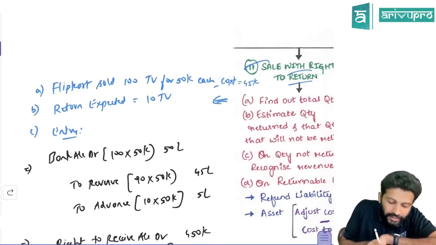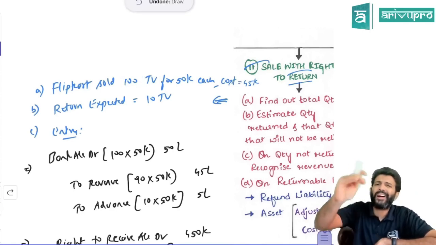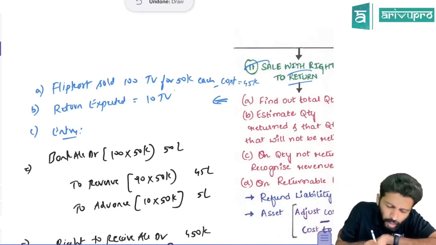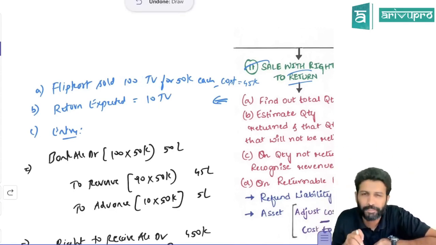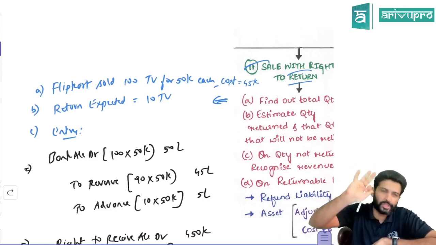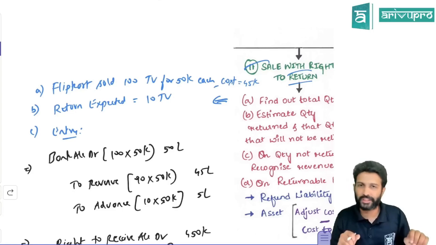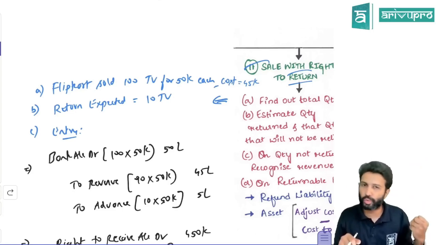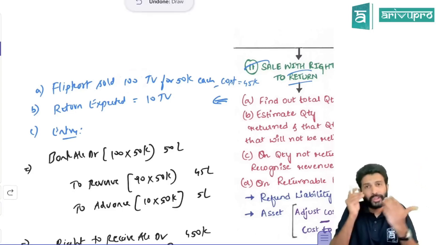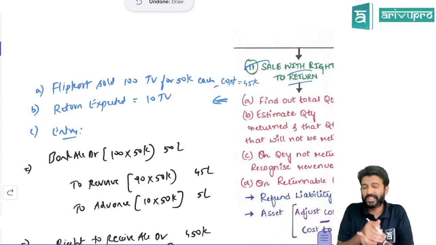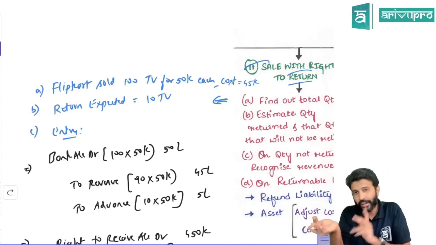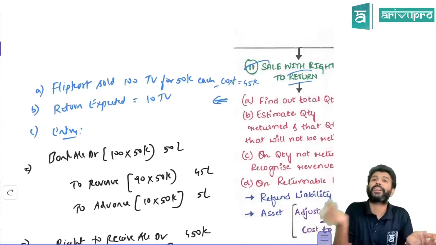How many TVs have they sold? 100. Flipkart, based on their past experience, feels about 10 TVs will normally get returned. The customers will, on average, return about 10 TVs. That's their past experience. So what IND AS 115 says is, first find out the total quantity of the goods sold, which is 100. In this 100 goods, the entity has to estimate how many goods are expected to get returned and how many are not expected to get returned.